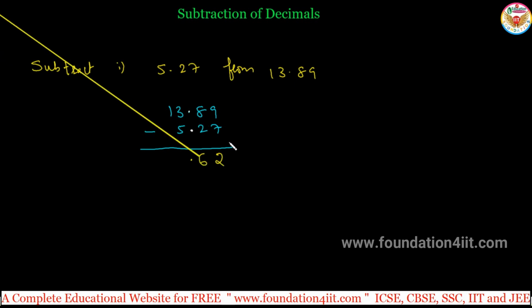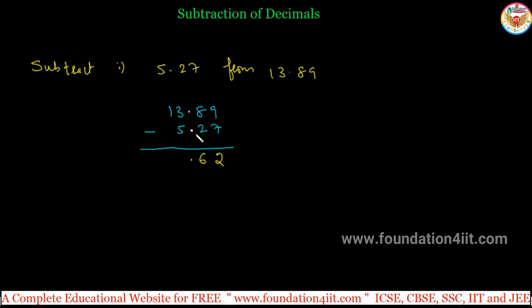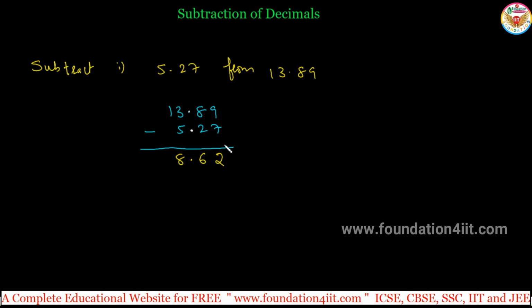So even this is a 6. Even carrying is also the same type. 3 minus 5, it's not possible. So take carry here, 13. 13 minus 5 is 8. Okay, 8.62. Subtraction. Let us take one more example.